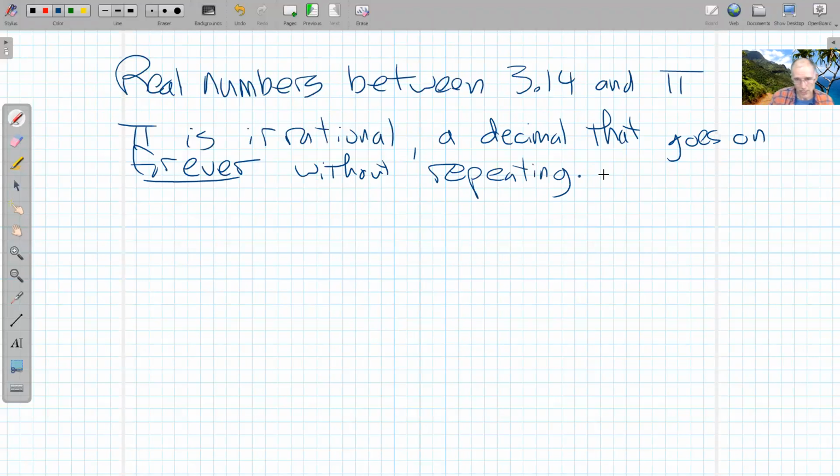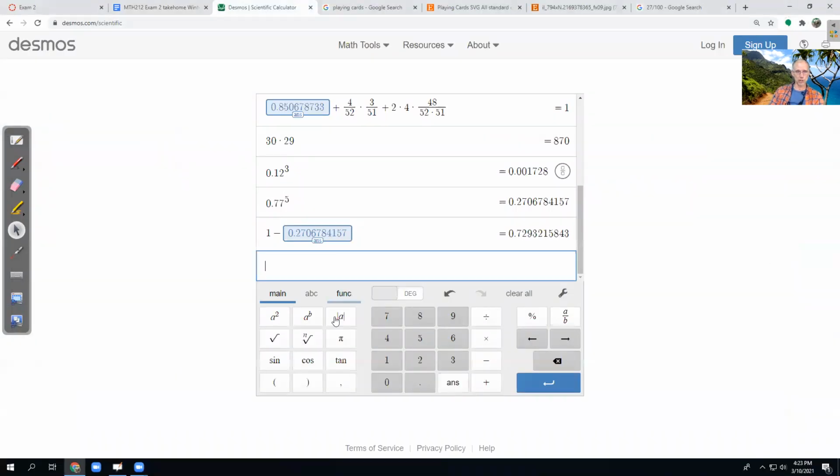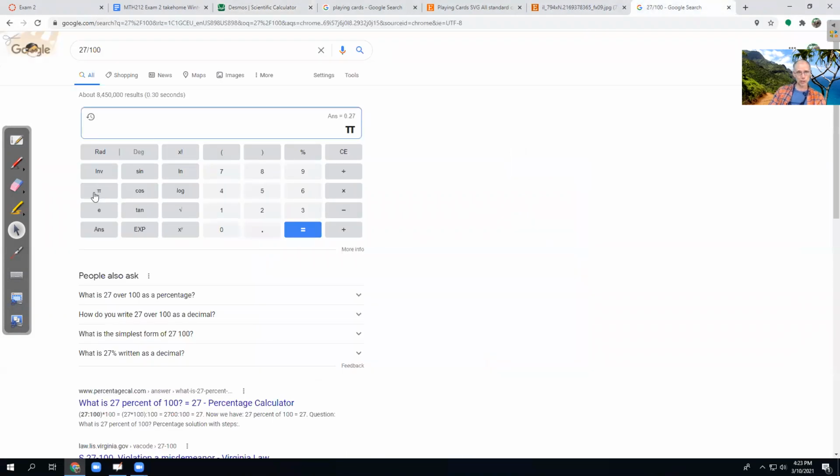So if we put pi in a calculator, it will give us more than just 2 decimal places, and there's lots of calculators to choose from, and they all show a different number. So pi on Desmos gives me 9 places of pi. If I use the Google calculator and ask for pi, it gives me 11 decimal places of pi.